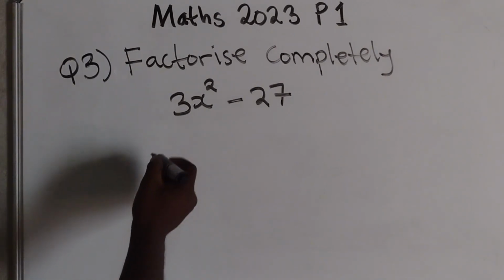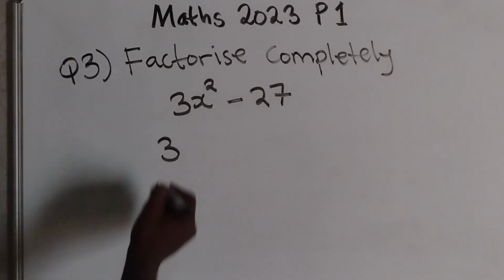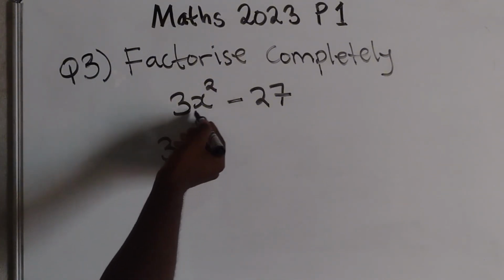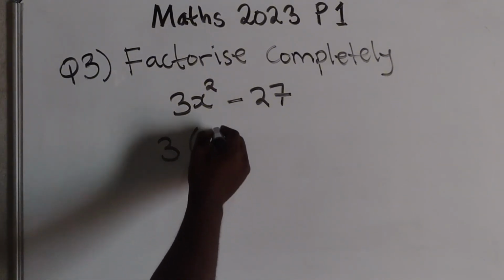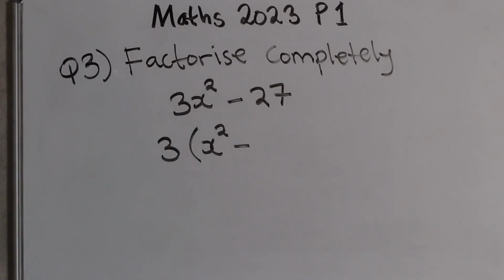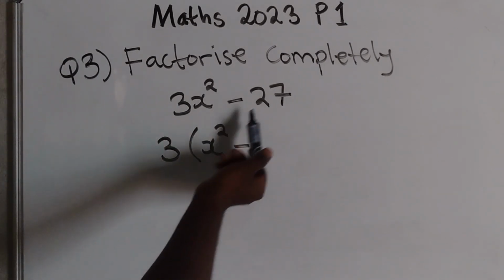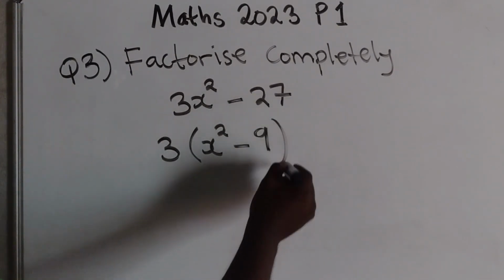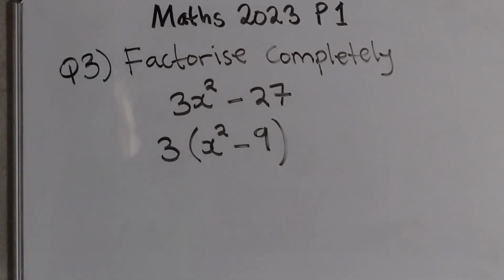That is 3, not so? So I'm going to factor out this 3. Then here we'll say open bracket, 3 into this 3, we are just going to remain with x squared, minus, again here, 3 into 27, because there are many times, 9 times. So that is what you are going to get.